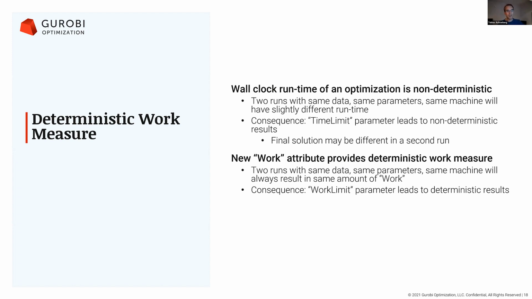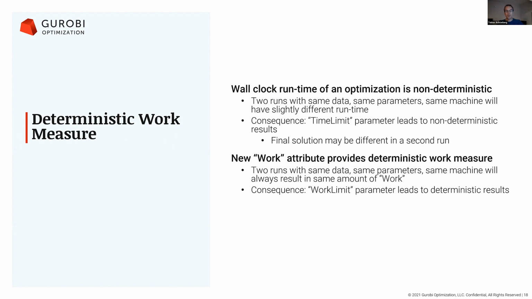So in order to give you some tool to deal with that, if you really need deterministic abort criteria, then you can use the new work attribute and the new work limit parameter to do that. So what does that mean? It means, of course, the opposite of what the time limit parameter is doing. If you have two runs with exactly the same data, same parameters, and running on the same machine, then this optimization run will always result in the same amount of work.